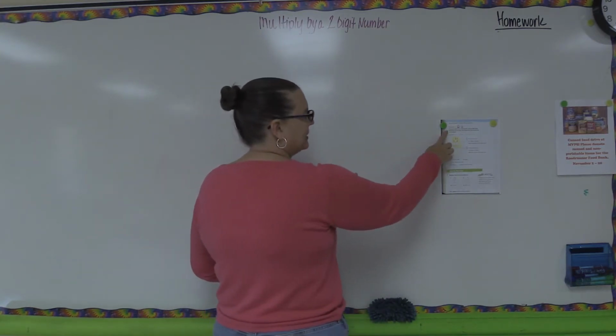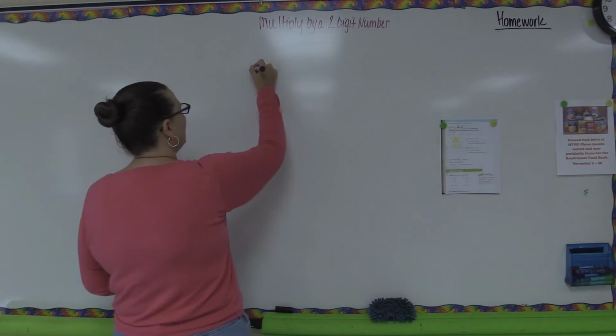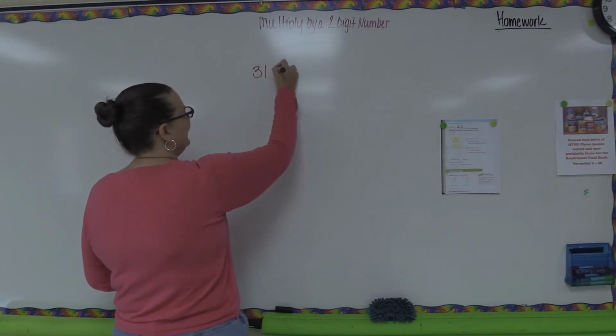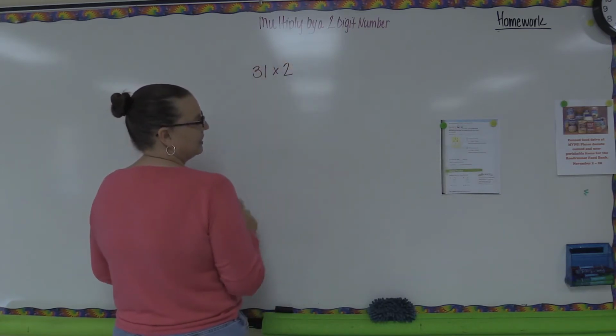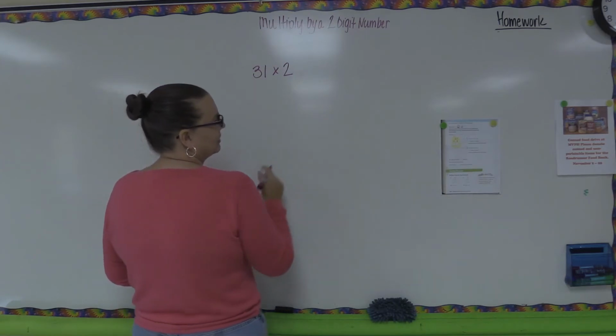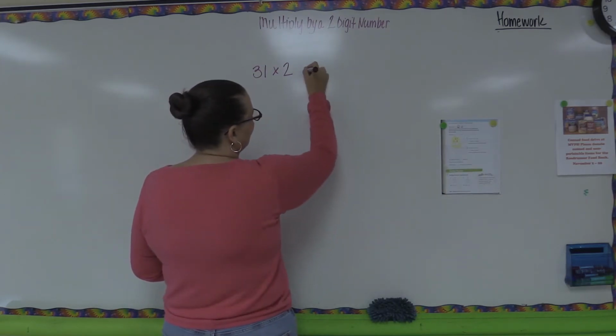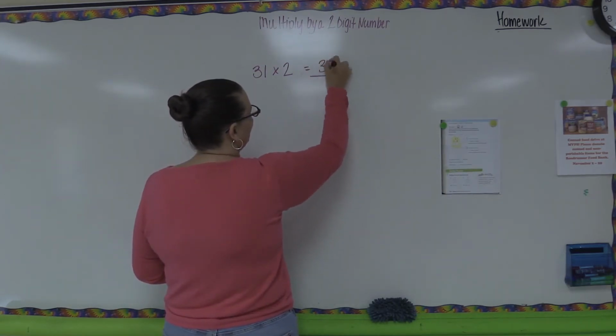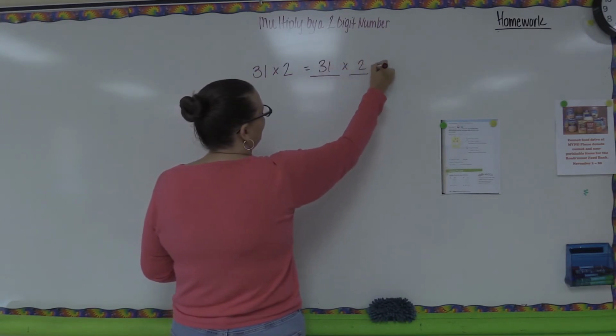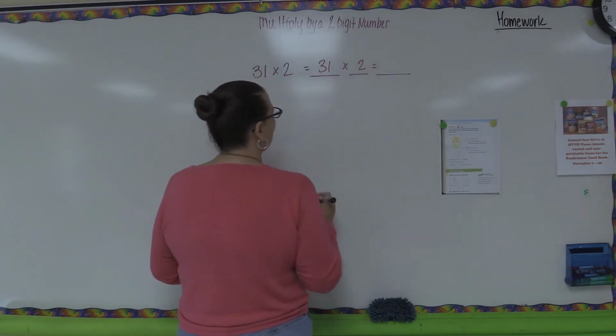Let's see how many bikes he's making. So he's going to be building 31 bikes, and they each need 2 wheels. So we're going to be finding 31 times 2. So that's in your blanks up here at the top. You'd be doing 31 times 2, and we'll figure out what that answer is going to be.